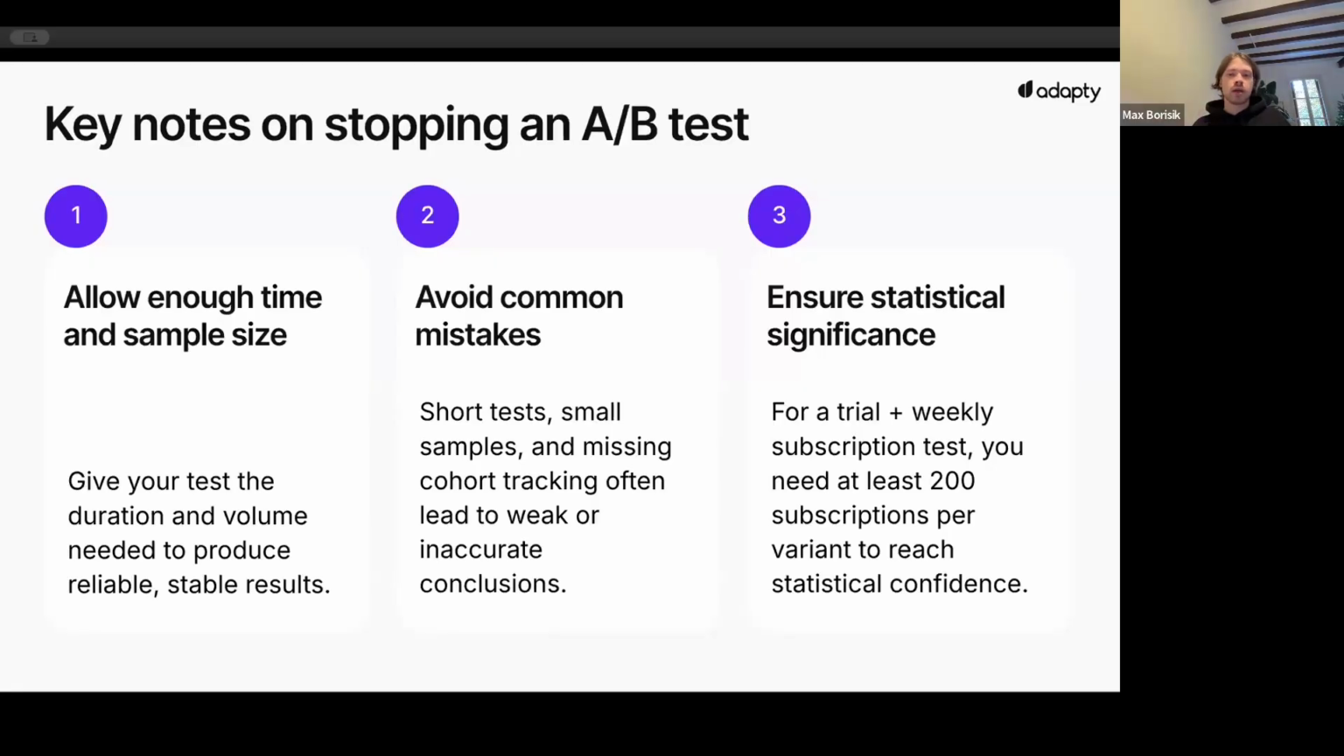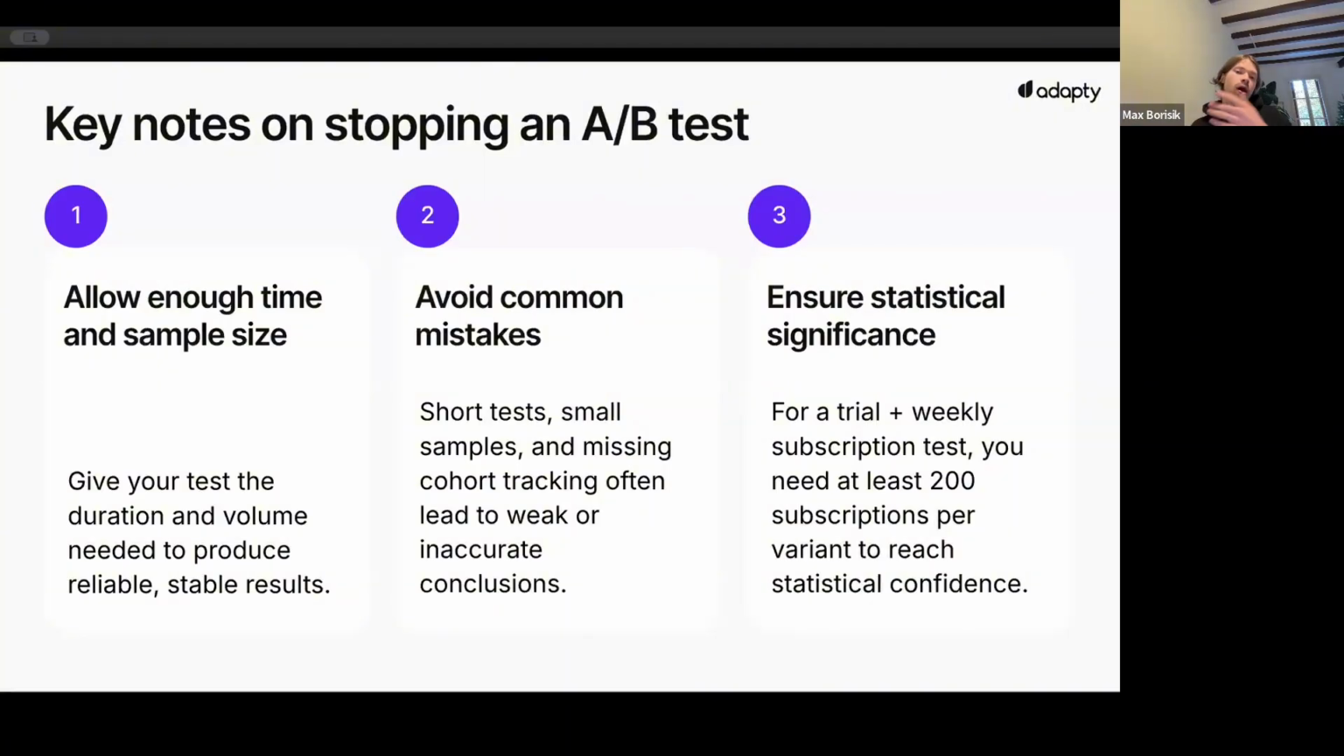That's why our recommendation is to get at least 200 subscriptions per variant in an A/B test. I know that's a lot. I know that for many apps, it may take 3, 4 weeks, but that's okay. Just because if you're having a very bad result on low data, you can just make a wrong decision.